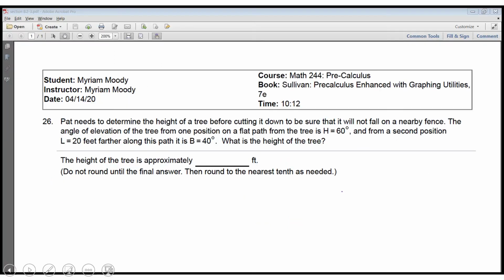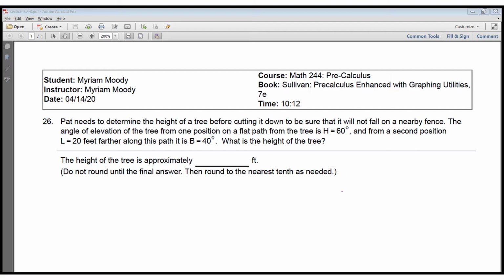Okay, let's take a look at another problem. Pat needs to determine the height of a tree before cutting it down to be sure that it will not fall on a nearby fence. Yeah, that wouldn't be good, right? Extra expense if it falls on the fence, because now you need to repair the fence. So good idea to know the height of this tree.